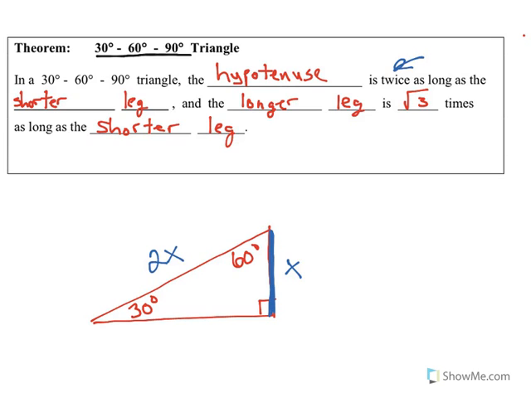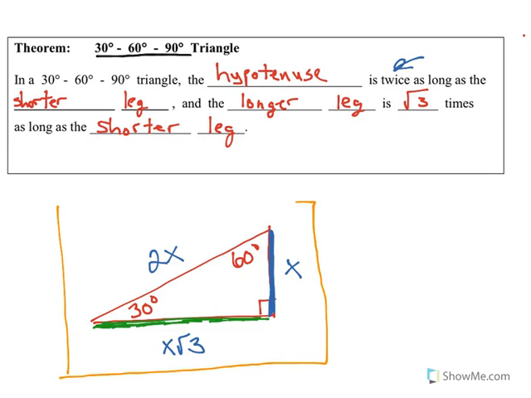And then it says the longer leg is radical 3 times as long as the shorter leg. So if the shorter leg is x, then the longer leg, which is the one across from the 60, is radical 3 times bigger than side x. So we'll call it x multiplied by radical 3. So that's the pattern in picture form. That's how I remember it. I would probably just remember that picture, and then you can go from there. So everything is in reference to that short leg.